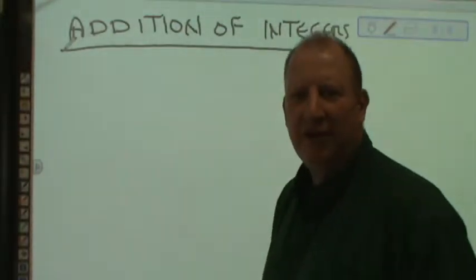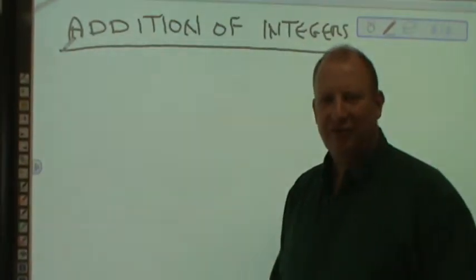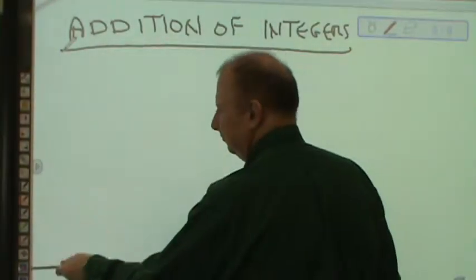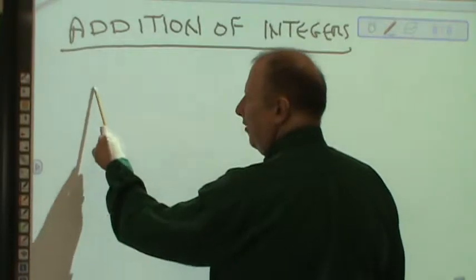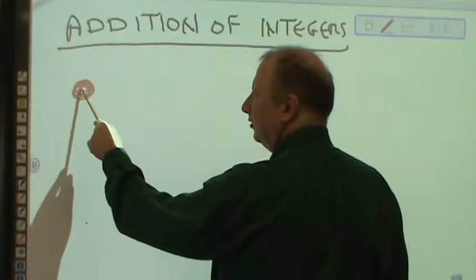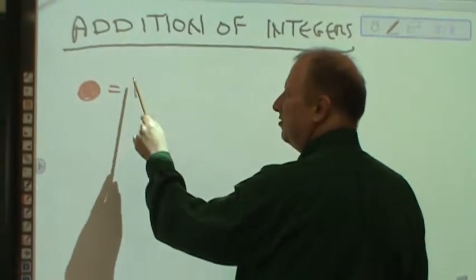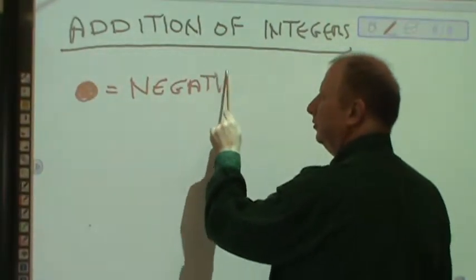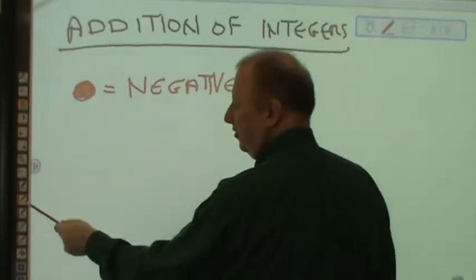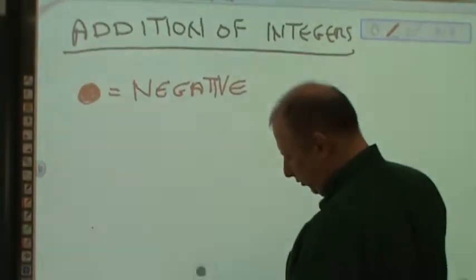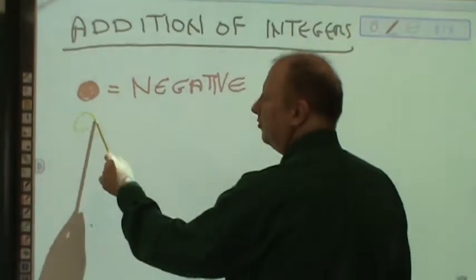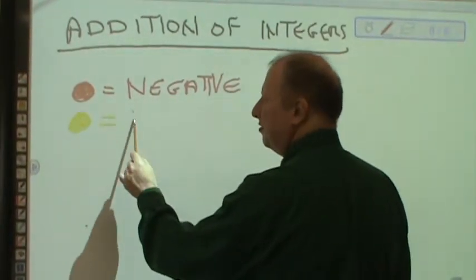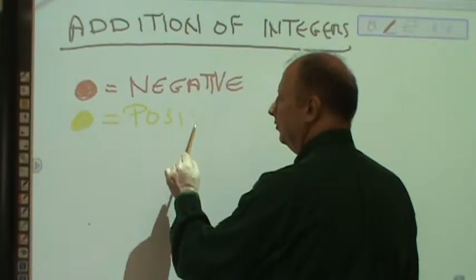What I'm going to do today is something called addition of integers. We're going to start with a simple thing by saying that if it's red, we're going to say it's negative. If it's yellow, because that's the color most people use, we're going to say it's positive.